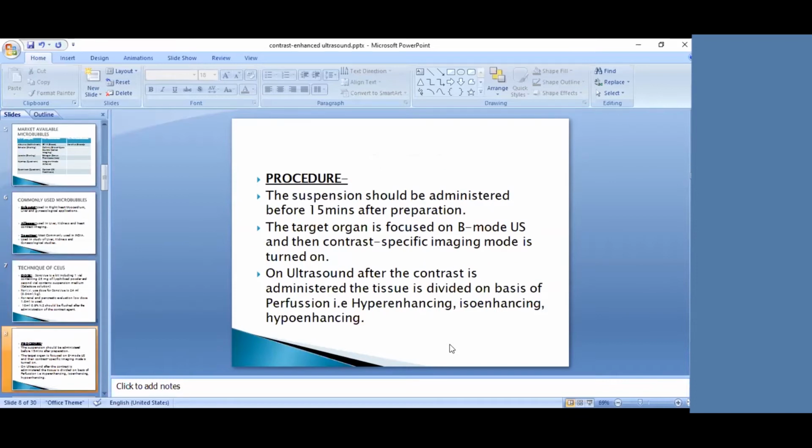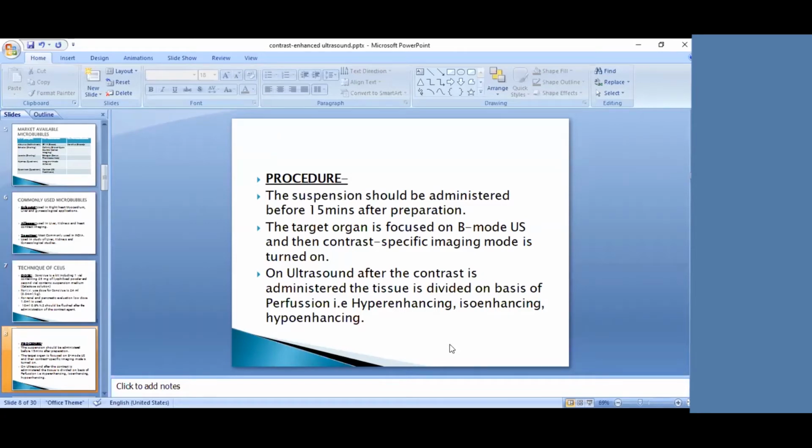Now, what is the procedure? That was the dose. For the procedure, the suspension should be administered within 15 minutes after preparation. The target organ is focused on B mode ultrasound and then the contrast specific imaging mode is turned on. As we stated before, first we take a B mode image, a conventional ultrasound image, then we turn on the contrast enhanced ultrasound image. After the contrast is administered, the tissue is divided on the basis of perfusion.